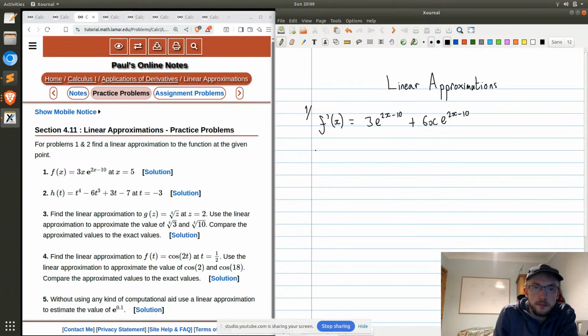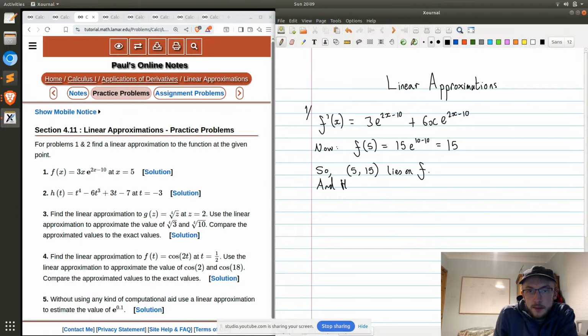Now, what we're going to do is find f of 5. So that should be 15 times e to the 10 minus 10. That's a 0. E to the 0 is just 1, so it's 15. So 5, 15 lies on f.